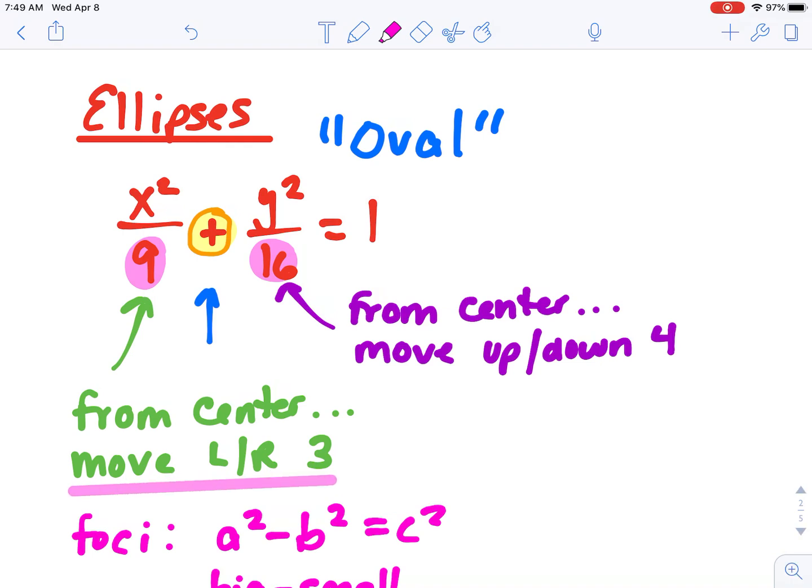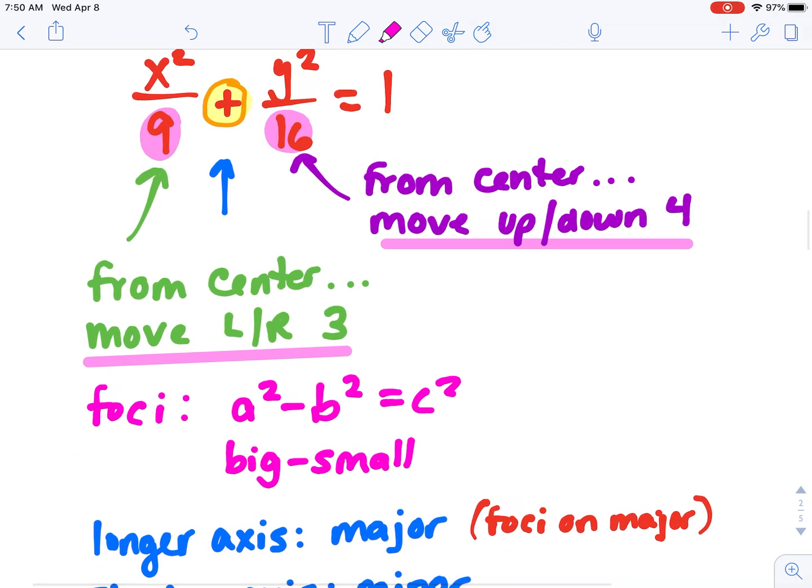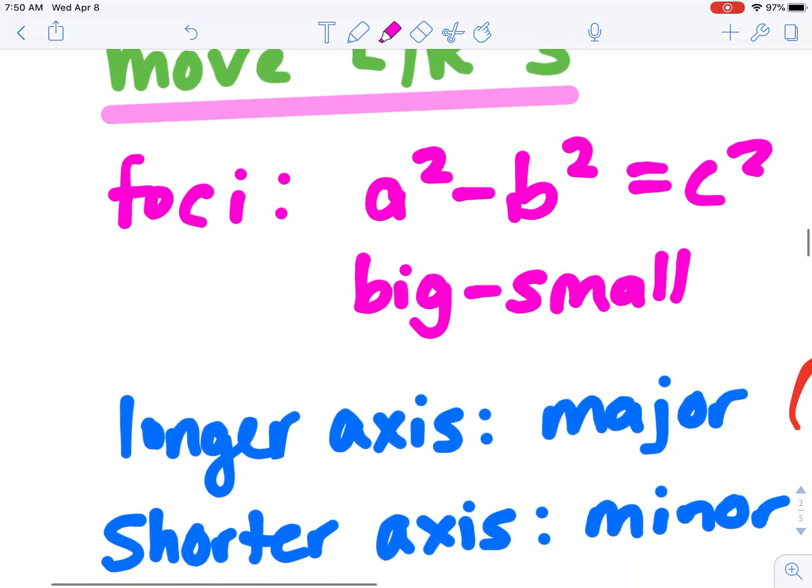right. So for this problem, from the center, you'd move left and right 3. Whatever is under the y, from the center, you're going to move up and down the square root of that amount. Take the square root of 16, and from the center, you'll be moving up and down 4. If you're working with an ellipse, there is a plus sign in the equation. And as a reminder, your foci will have the opposite sign, a minus.